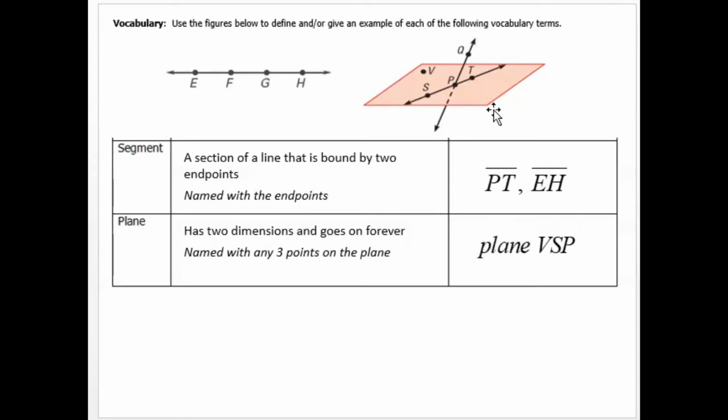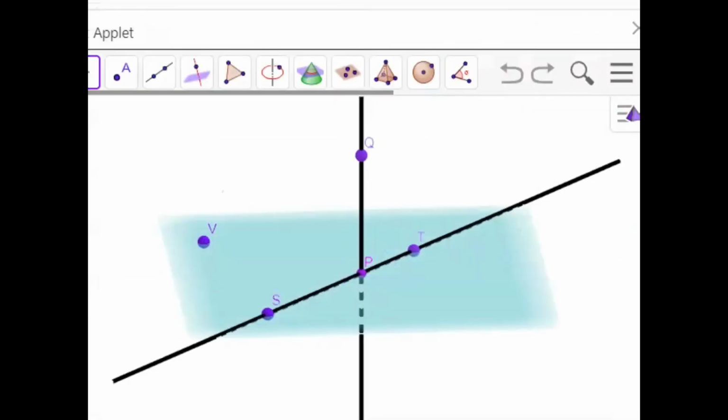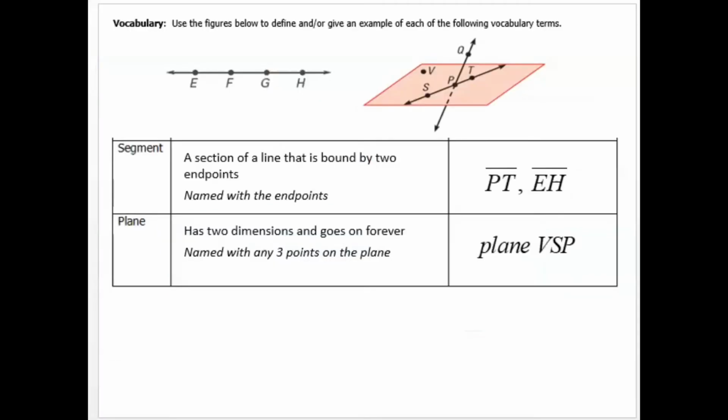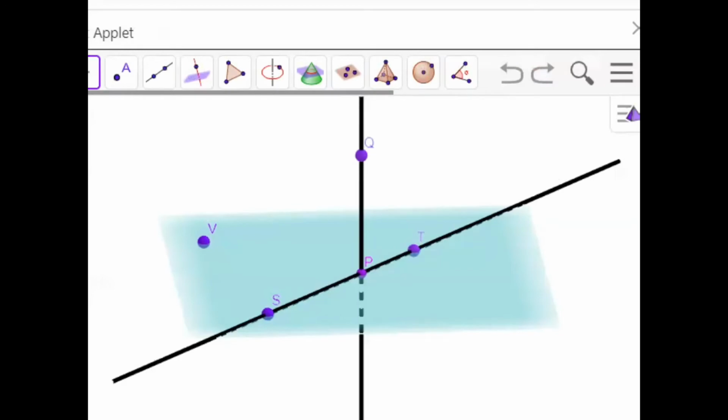So in order to show you this a little bit better, I'm going to give you an example that's drawn out using a program called GeoGebra. And we're going to be using GeoGebra in our class this week to draw our own planes and our own lines, and we're going to work together in groups on this. So here is the same drawing that's on this PowerPoint. Notice it has points V, S, P, T, etc. But now it's drawn to the point where we can move it around.